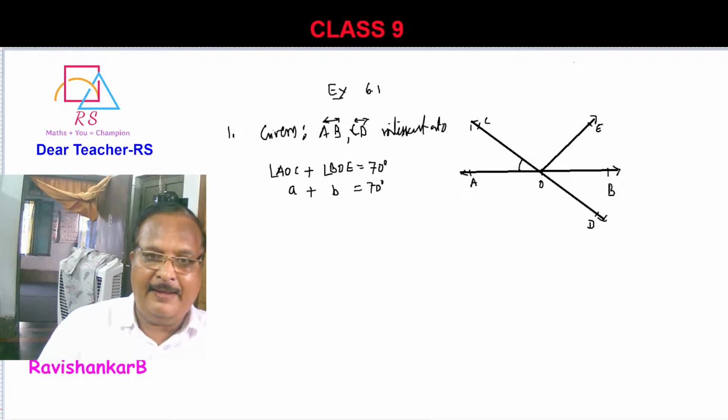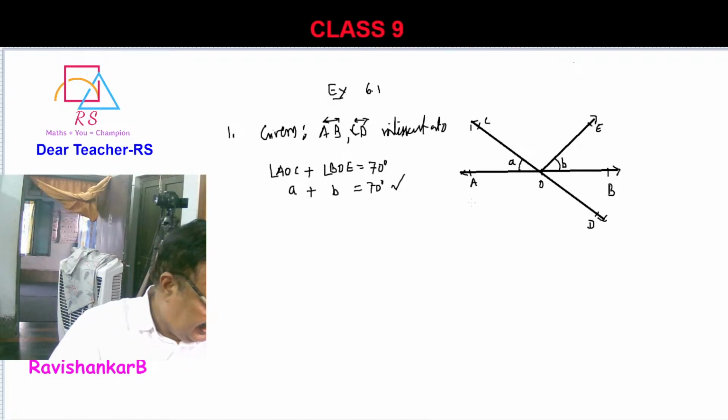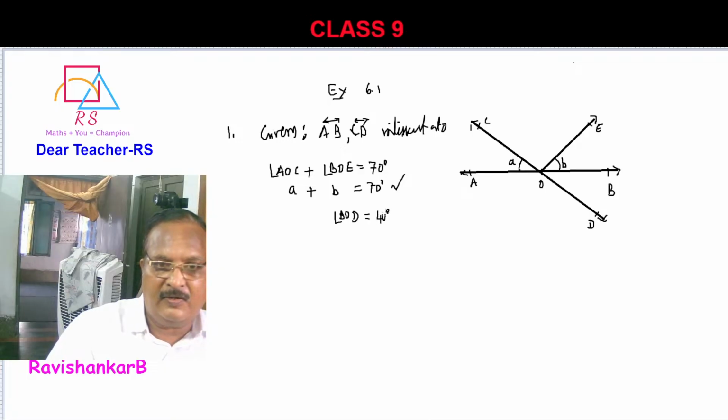So, a plus b is equal to 70 degrees, not 180. AOC is a, BOE is b, and these two angles sum together is 70 degrees. And angle BOD is equal to 40 degrees. So let us find out BOD from this figure. And this is 40 degrees.